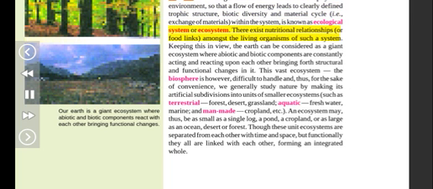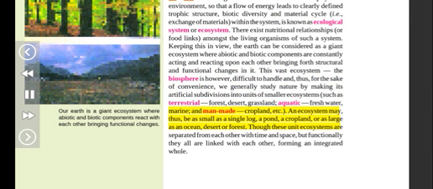There exist nutritional relationships or food links amongst the living organisms of such a system. Keeping this in view, the Earth can be considered as a giant ecosystem where abiotic and biotic components are constantly acting and reacting upon each other, bringing forth structural and functional changes in it. This vast ecosystem, the biosphere, is difficult to handle and, thus, for the sake of convenience, we generally study nature by making its artificial subdivisions into units of smaller ecosystems, such as terrestrial, forest, desert, grassland, aquatic, freshwater, marine, and man-made, cropland, etc.